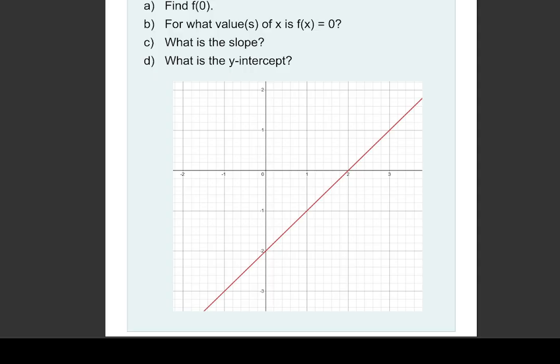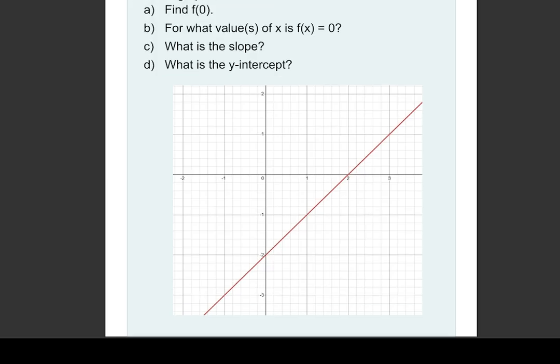And we want to find f of 0. We want to find also where f of x equals 0. We want to think about the slope and the y-intercept. All right, so to start, what is f of 0? Well, at f of 0, 0 is my x value. I look down here, and I'm at negative 2 as my y value. So f of 0 equals negative 2.